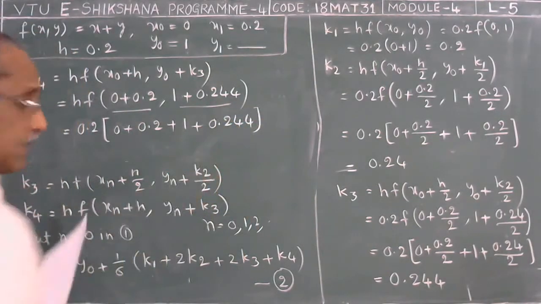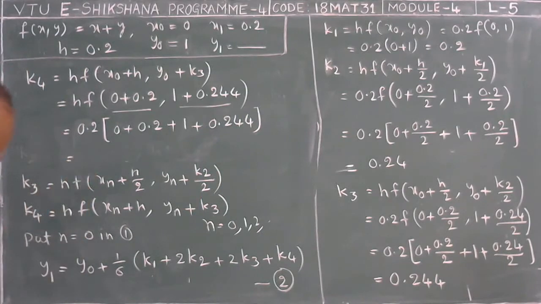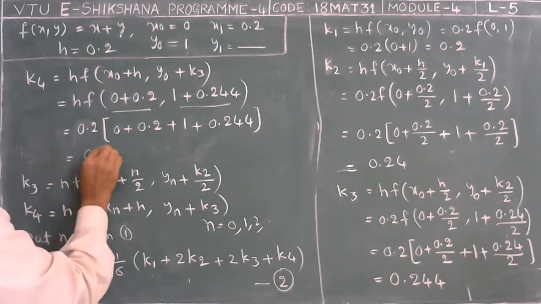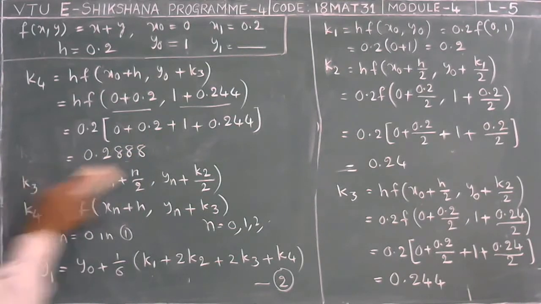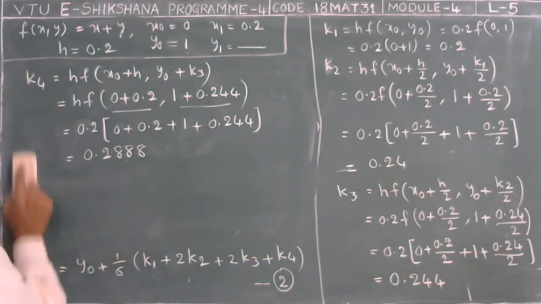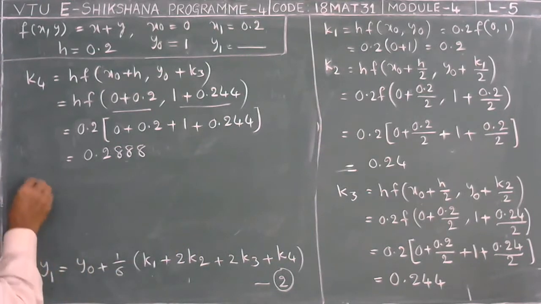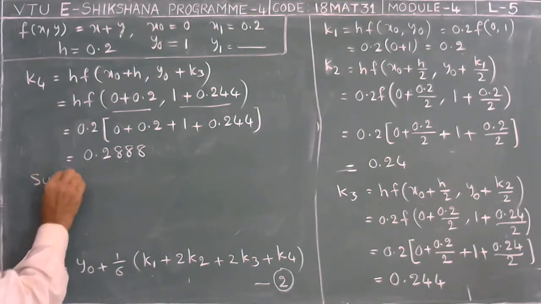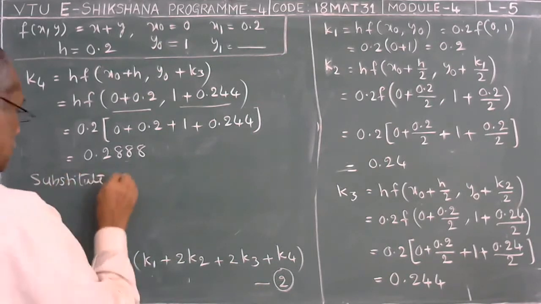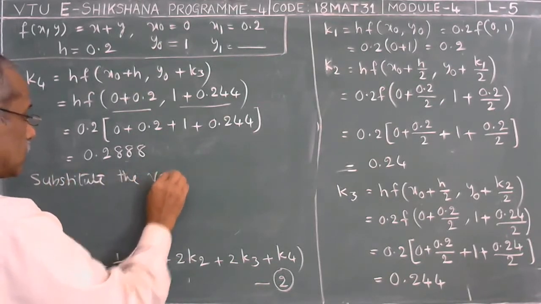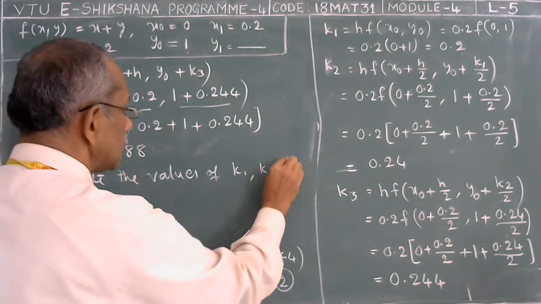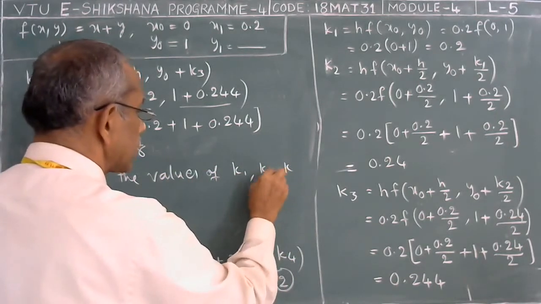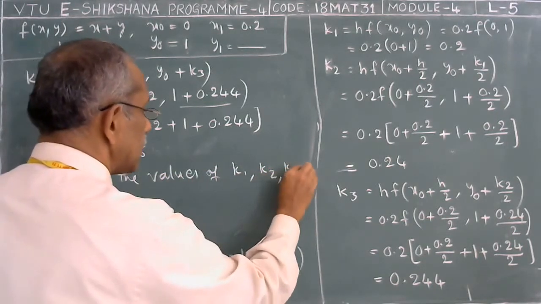So using a calculator, if you calculate, you get the value of K4 as 0.2888. Now let us substitute these values of K1, K2, K3 and K4 in equation 2.